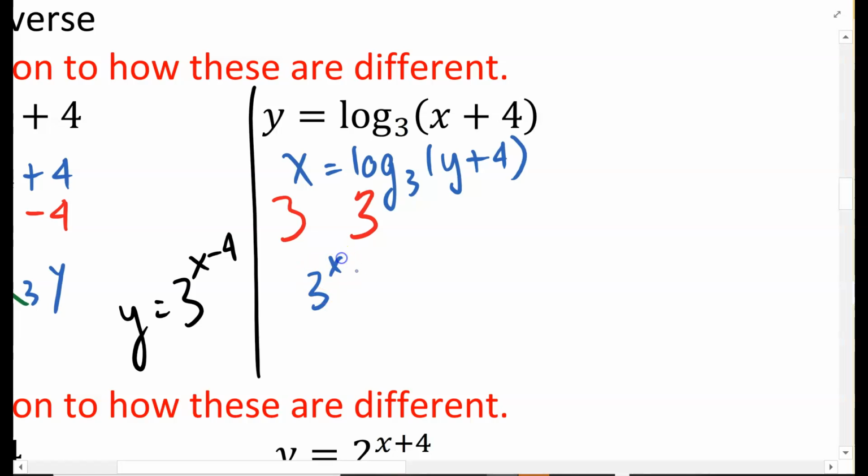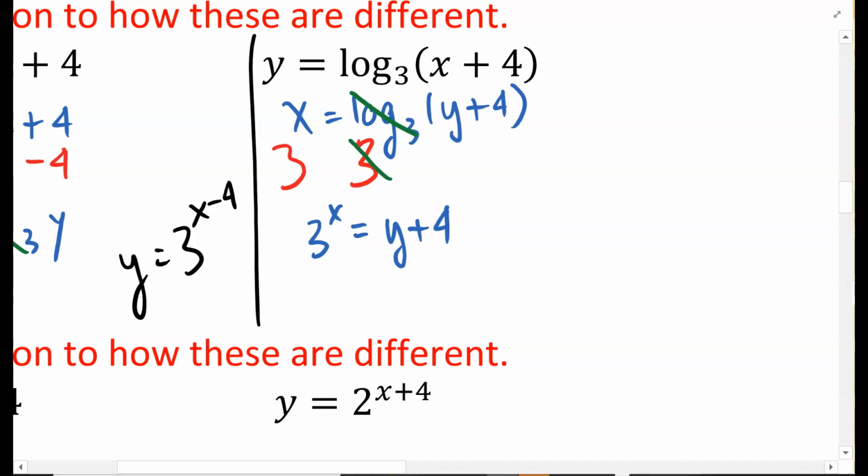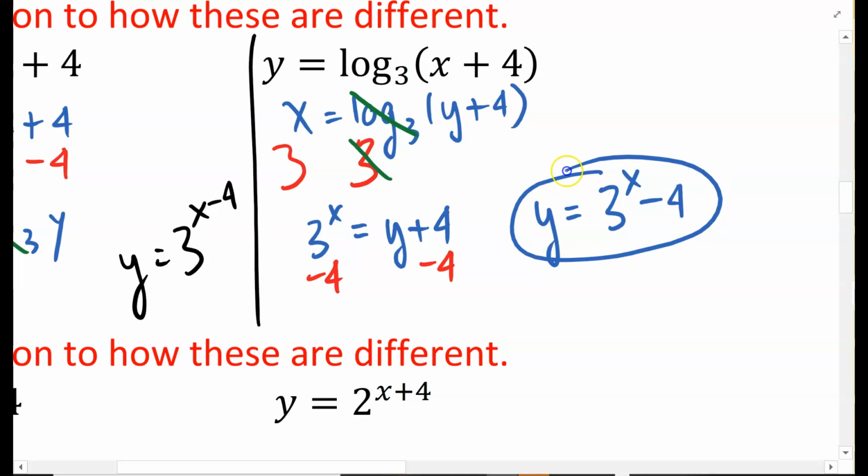And so what that gives us is 3 to the power of x equals y plus 4, because these cancel. And so now our next step is going to be to get y by itself by subtracting 4. And so we get y equals 3 to the power of x minus 4. And notice that minus 4 is not part of the exponent because it was not on the left when we did the base of 3.